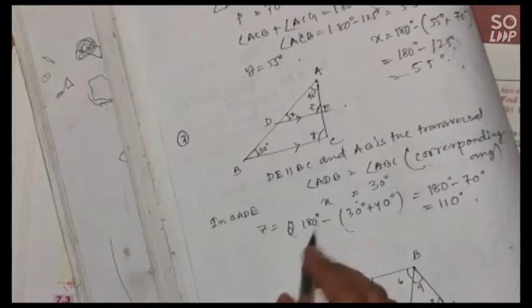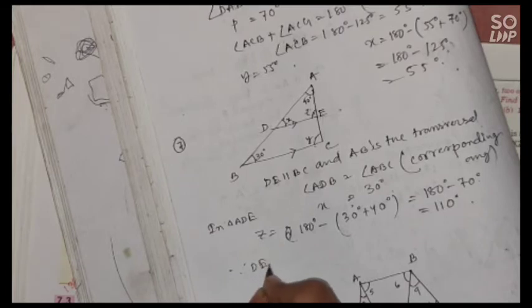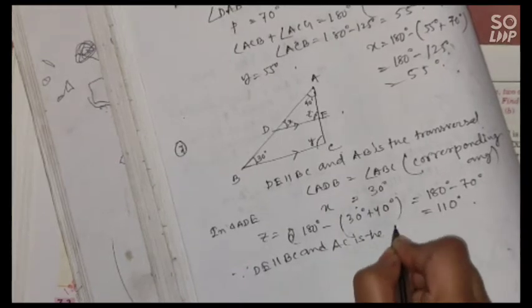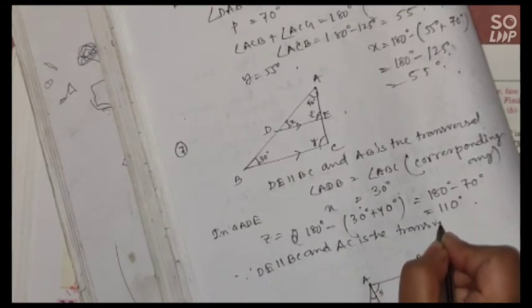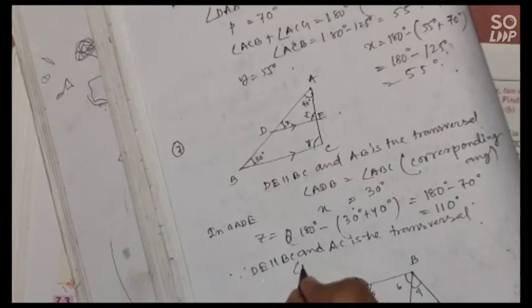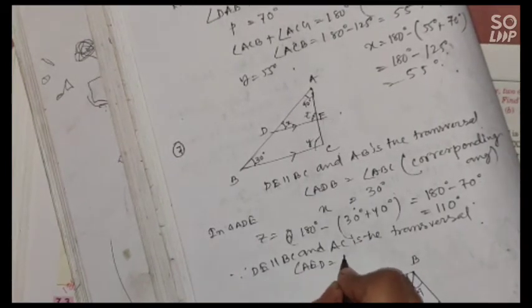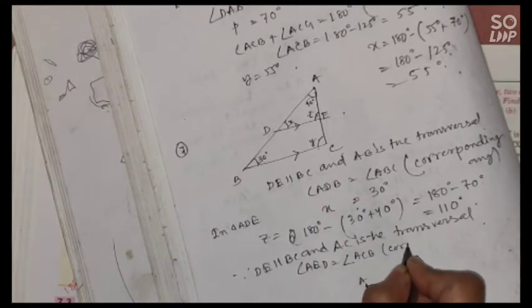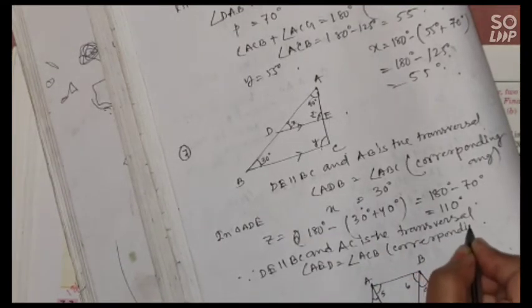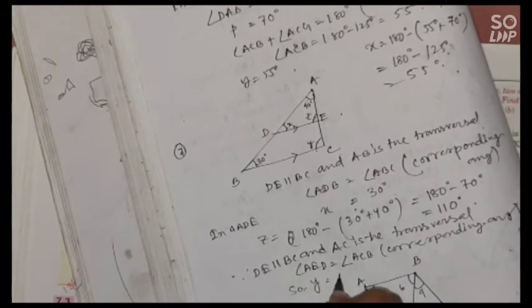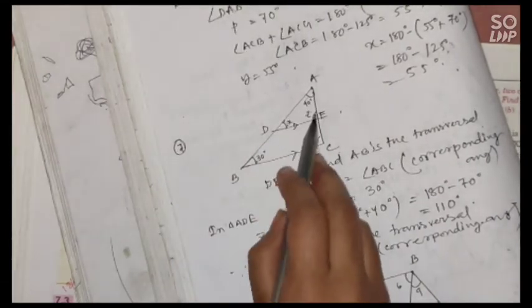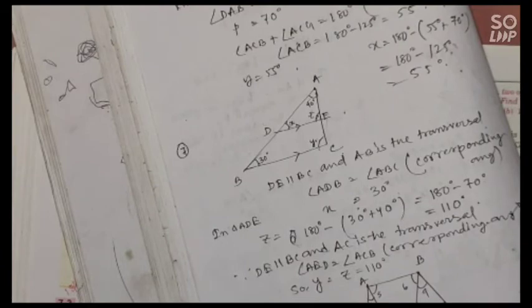So that is, since DE is parallel to BC and AC is the transversal, angle AED equals angle ACB, corresponding angles. So y equals z equals 110 degrees. So y equals 110, x equals 30, z equals 110 degrees. Okay.